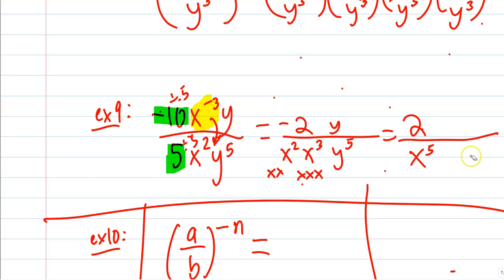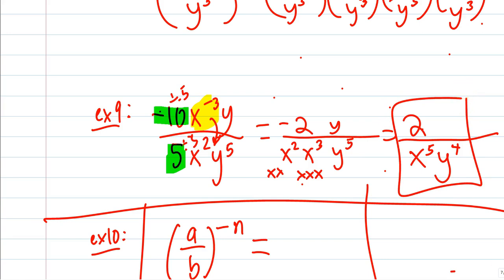The y's, when I cancel, 1 y on the top with 5 on the bottom, only 1 in common that cancels, leaves us with 4. Where? The y's are left on the bottom. Don't apply a rule where you end up having to deal with a negative exponent. That's nonsense. This should make sense. 1 over 5 of them, 1 cancels, leaving us with 4. Okay?